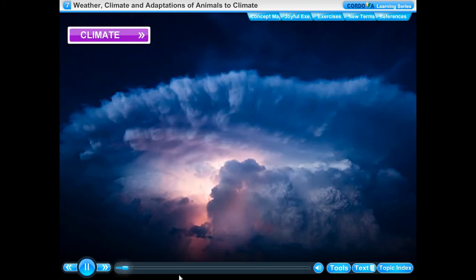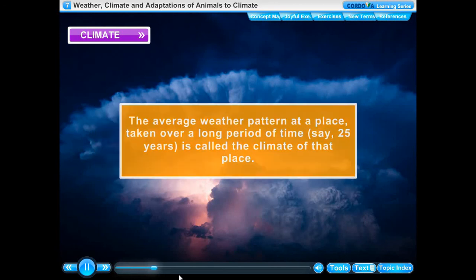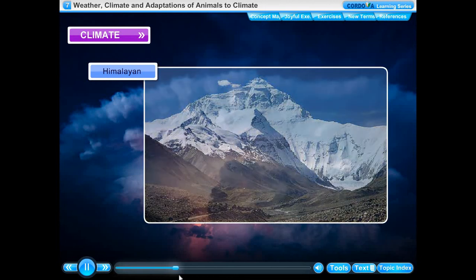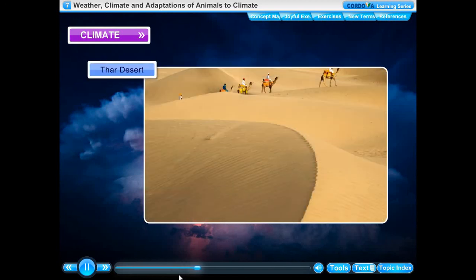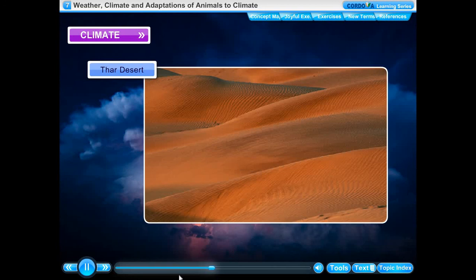Climate. The average weather pattern at a place taken over a long period of time, say 25 years, is called the climate of that place. For example, the temperature in the Himalayan region is very low most of the time. Then we can say that the climate of Himalayan region is very cold. The temperature in the Thar Desert is high most of the time. Then we can say that the climate in Thar Desert is very hot.